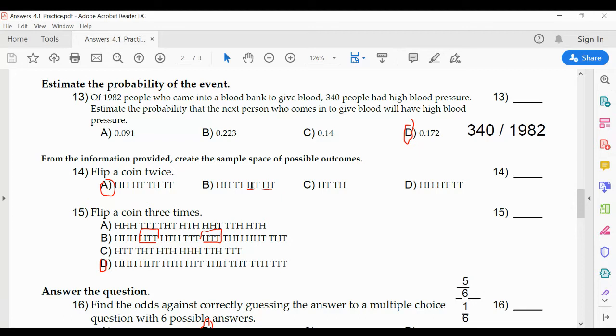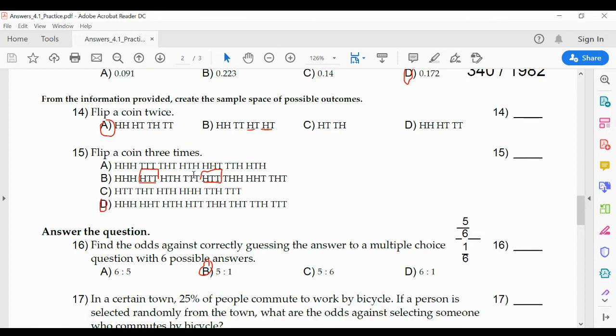If you look at letter B here, you have a heads, tails twice. So your sample space would be a heads and a heads, heads and a tails, or it could be a tails and a heads or a tails and a tails. 4 items in the sample space, 4 outcomes.